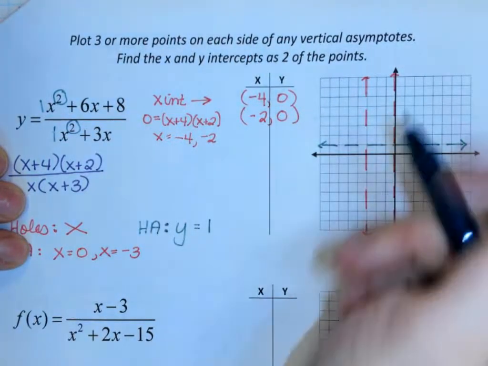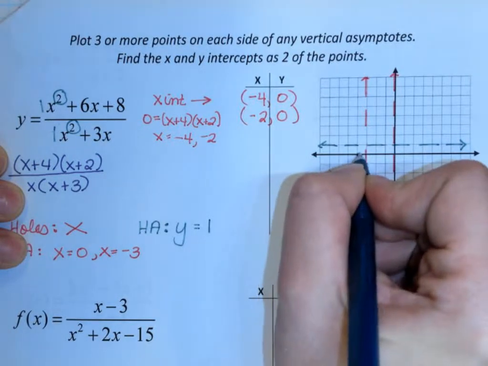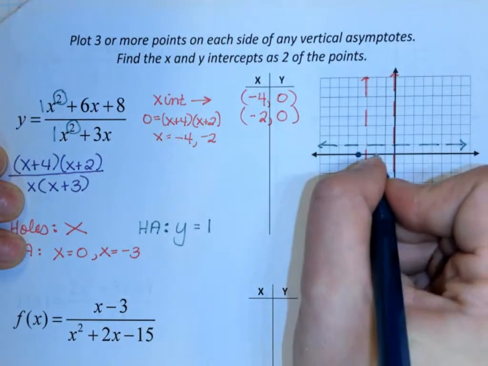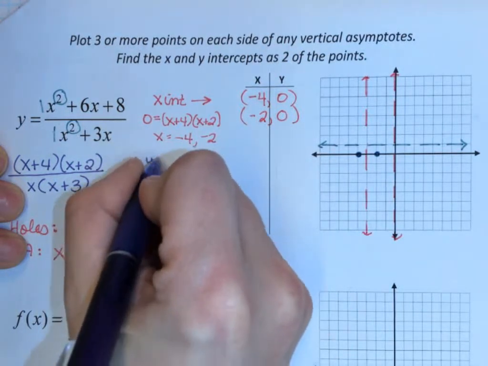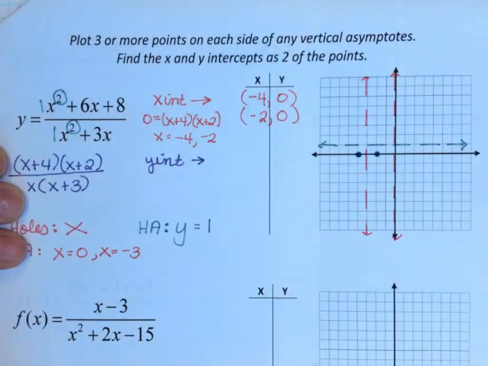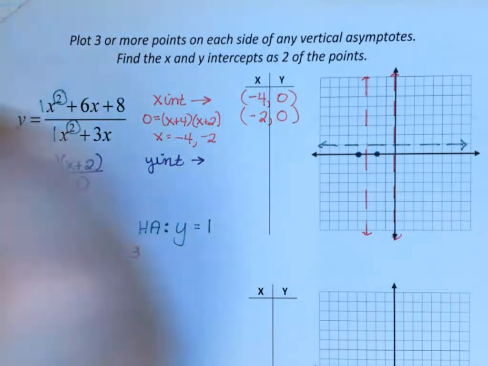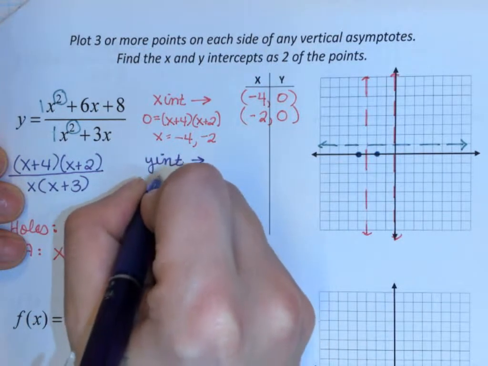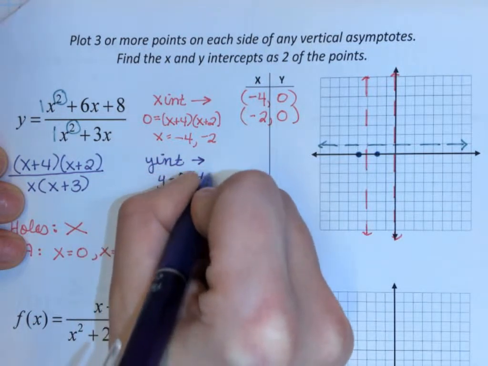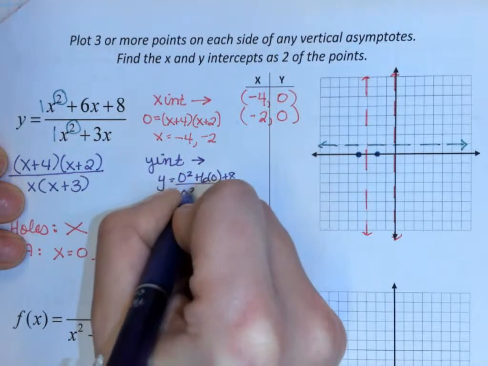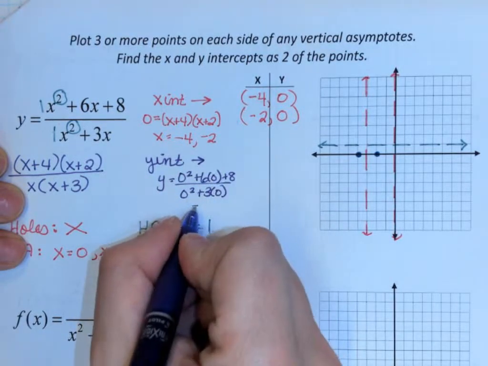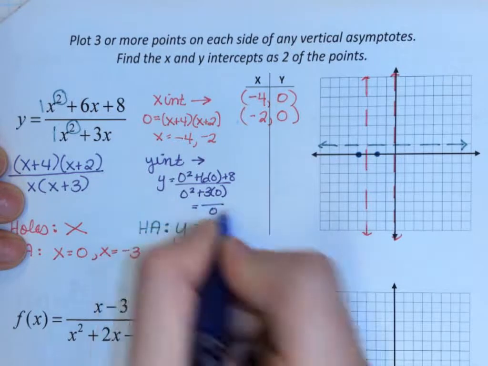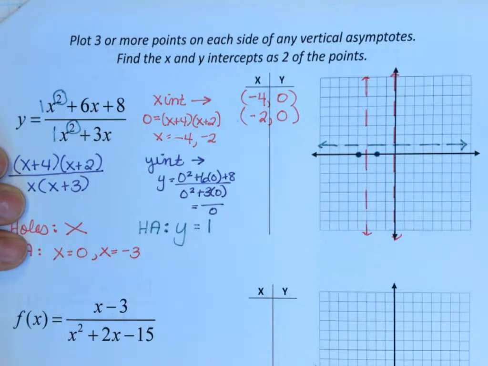I'm going to go to my graph here. So 1, 2, 3, 4. There's 1 point. 1, 2. There's a point. I need to find my y-intercept. How do I find my y-intercept? Plug a 0 in for x. So when I plug a 0 in for x, I'm going to have 0 squared plus 6 times 0 plus 8 over 0 squared plus 3 times 0. What's this denominator going to be? 0. And when something is over 0, you're undefined.